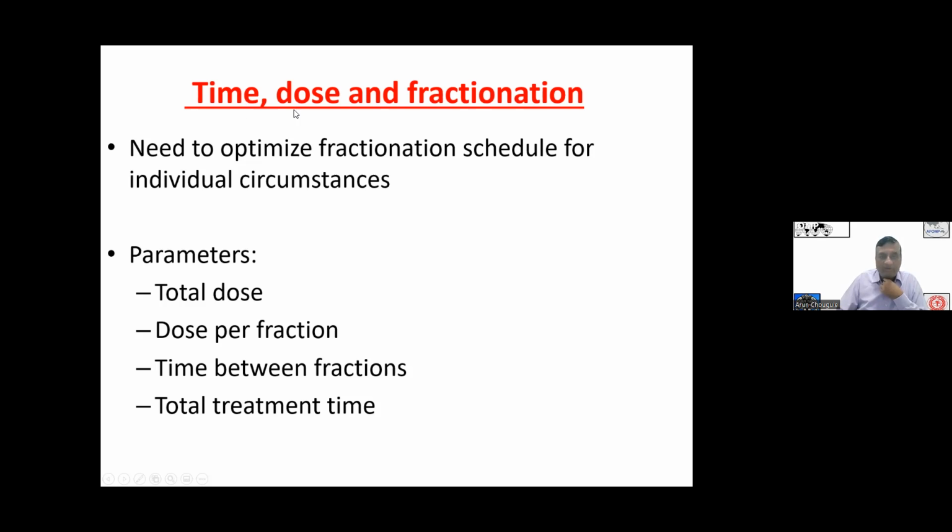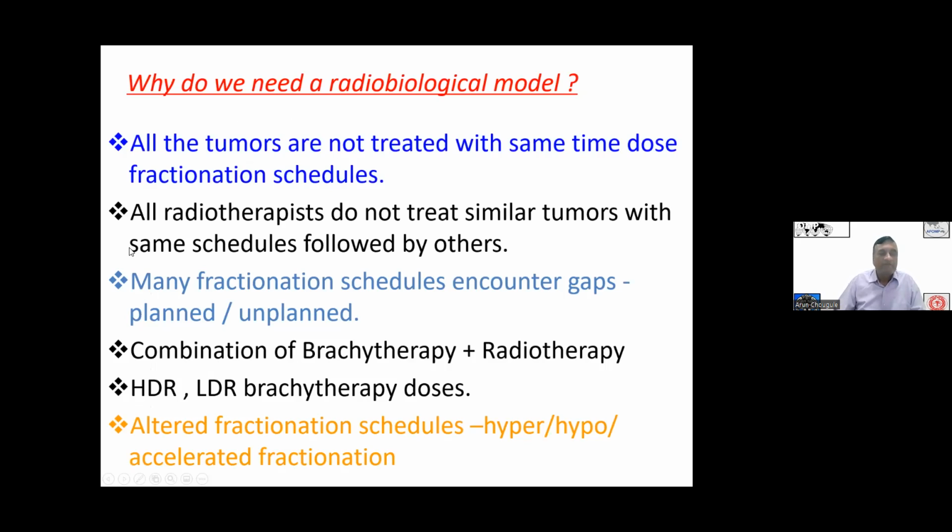That is what we call the time in which the doses are given, the number of doses, and the fractionation, and that all depends upon the total dose we are going to deliver, dose per fraction, time between the fractions, and the total treatment time. Now, radiobiological models have been proposed since 1945, because all tumors are not treated with the same time dose fractionation schedule. Various fraction schedules are used by the different centers. There are gaps, planned or unplanned.